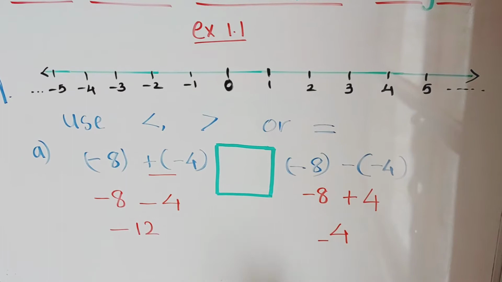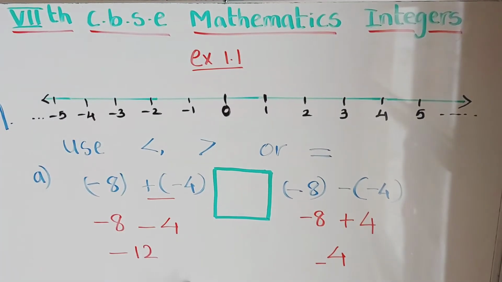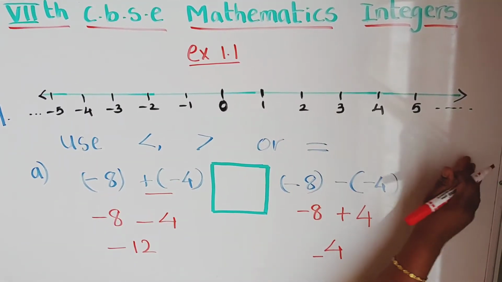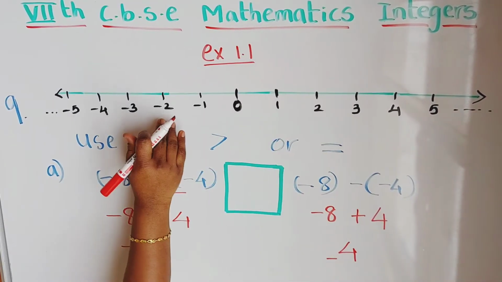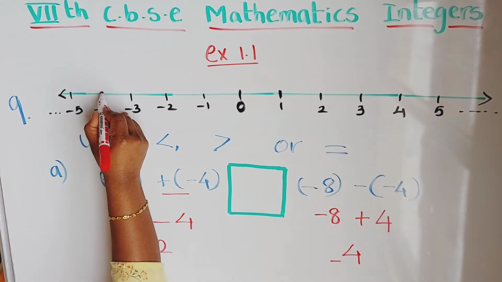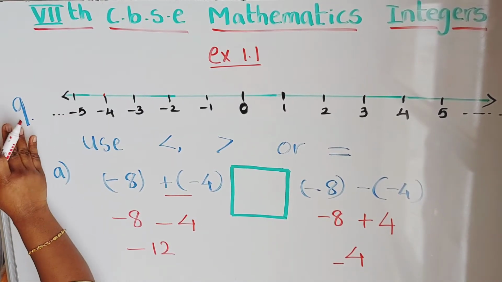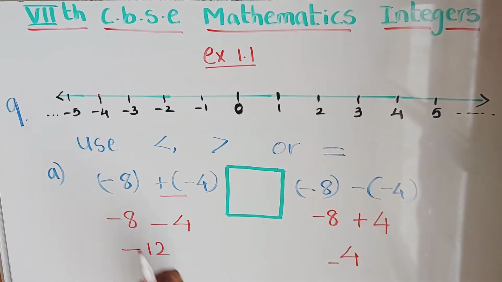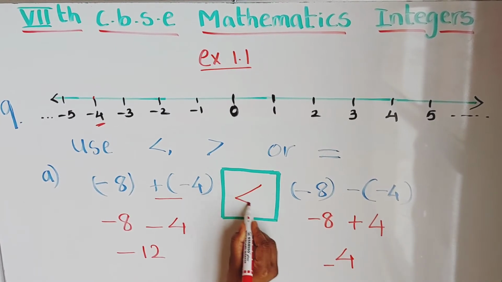Okay children. Now start comparing. Which one is greater, which one is lesser numbers, right? Now see children, this is a number line. When we are moving this side, right hand side, see all the numbers in increasing order. Left hand side, all the numbers in decreasing order. Now see minus 4 is here. And minus 12 after minus 5, minus 6, minus 7, so on like that somewhere here. So which one is lesser number or which one is greater number? Obviously minus 4 is greater number. So this is the symbol.